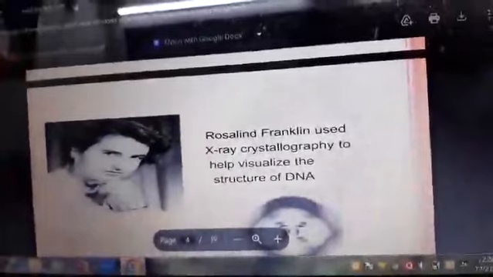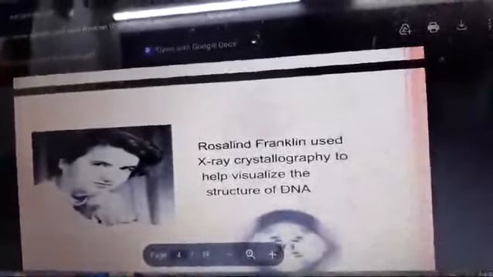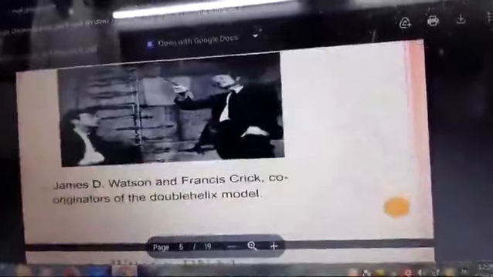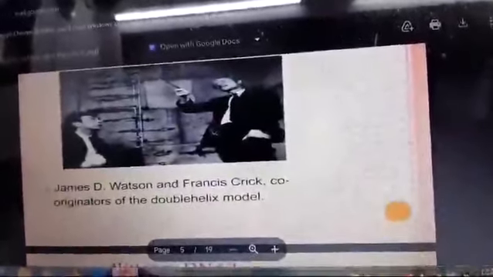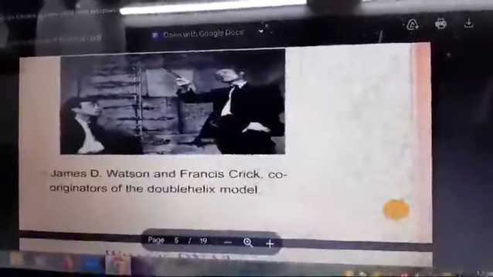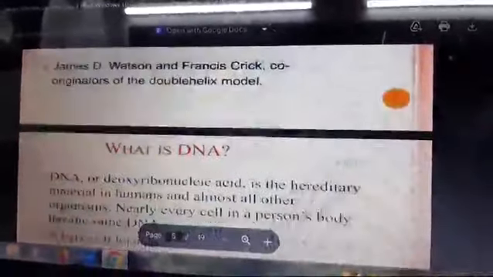Rosalind Franklin used X-ray crystallography to help visualize the structure of DNA. This is James D. Watson and Francis Crick, co-originators of the double helical model.